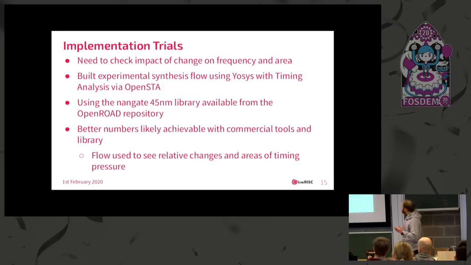I would caution that things like Yosys and the NAND gate 45 nanometer library aren't going to achieve the best numbers compared to what you could potentially do with commercial tools and libraries. So this flow is not here to say, here's the best numbers we can get out of Ibex for frequency and area, etc. But it is very useful to see relative changes as we make these improvements, and then see where our areas of timing pressure are. See what chains of logic are slowing down our frequency, and thus work out where we can improve things.